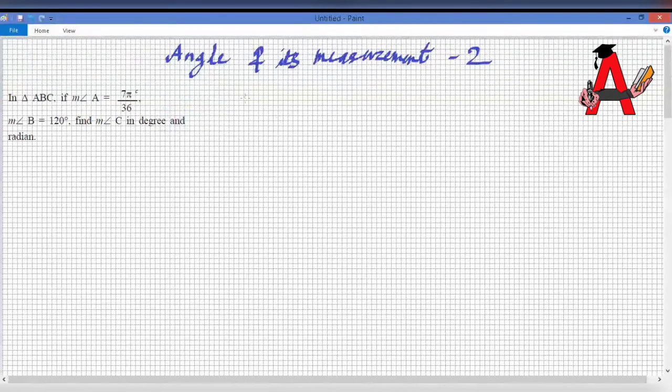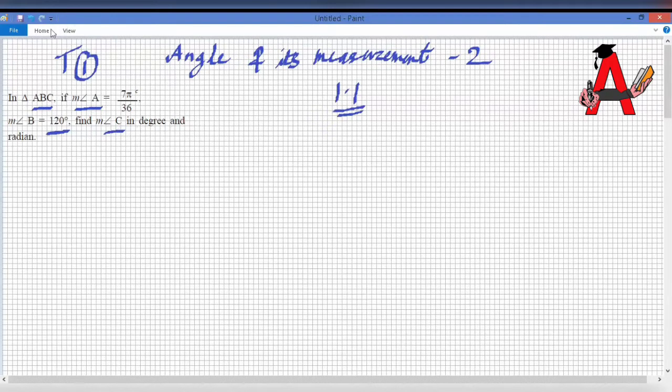Now this exercise 1.1 has a few questions related to degree conversion and whatever we did in the last exercise. There are four further types. I will say T1 or type 1 is this type of question. In this video, I'll discuss all four types, and then we'll practice similar questions. The first question talks about a triangle ABC. Measure of angle A is 7 pi upon 36 radians. Measure of angle B is given as 120 degrees. And we have to find the measure of C in degrees and radians.